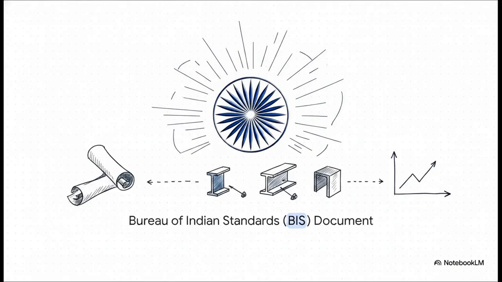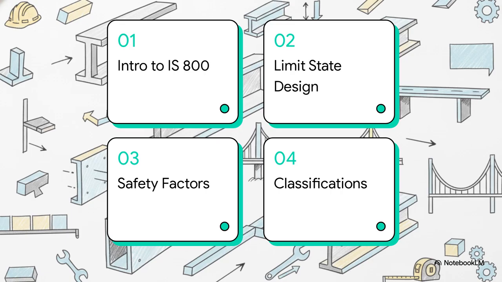Right off the bat, let's ground our explainer in the official documentation. You're looking at the emblem of the Bureau of Indian Standards, or BIS. They're the authoritative body that publishes IS 800, officially titled General Construction in Steel, Code of Practice. This document went through its third major revision in 2007, and honestly, it is the absolute baseline for structural steel design in India. Literally every calculation you make, every single steel beam you size, traces its fundamental logic back to this very rulebook.